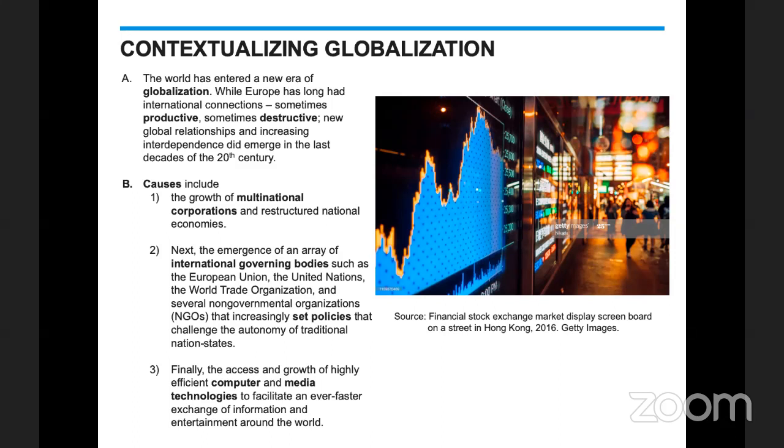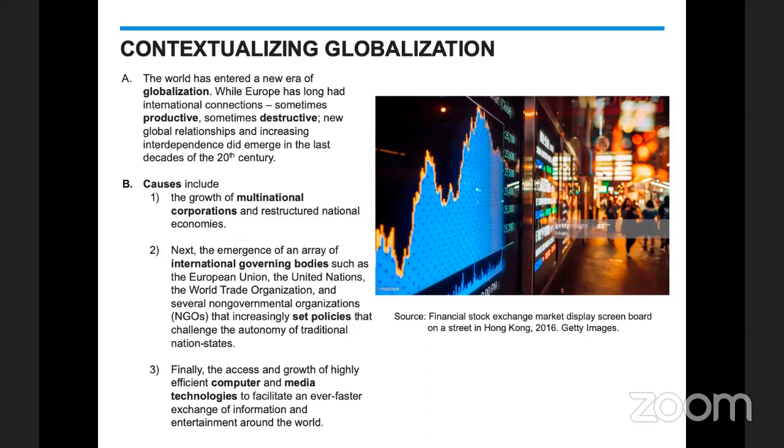Interdependence, that word: we depend on each other within this structure, and it's going to be an economic structure of dependence. So B, the causes include the growth of multinational corporations and restructured national economies. The thread holding all this together is an economic thread. Let's make sure that we're really clear about that.